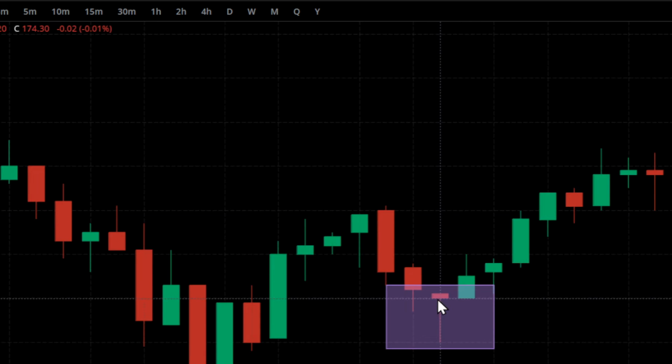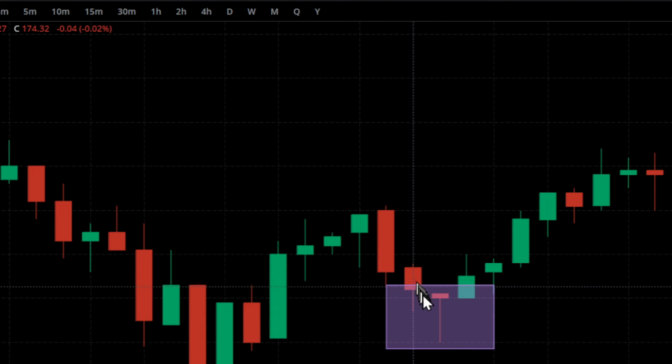So remember, the way you read this is the opening price is at the top of the red edge of the body. The closing price is the bottom edge of the body. The lowest price for that interval is down here, and the highest price is up here.